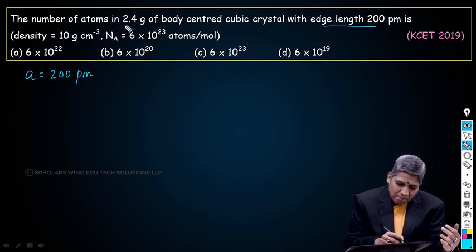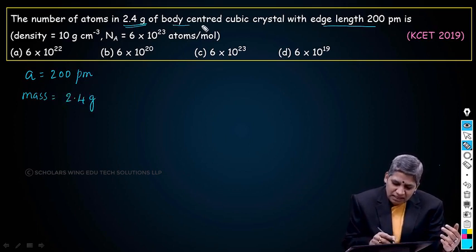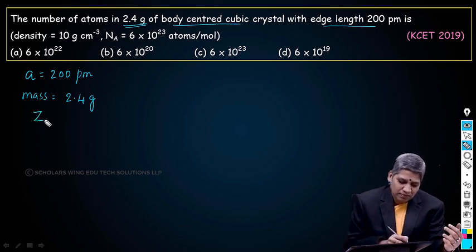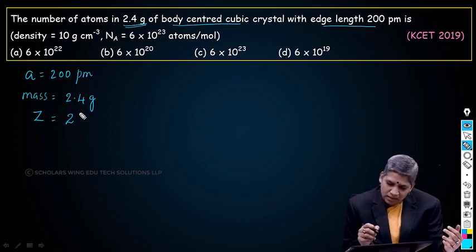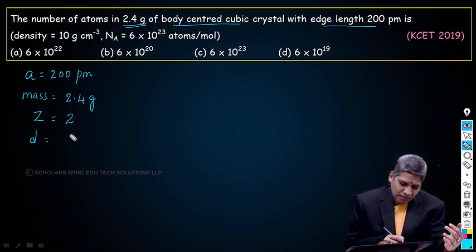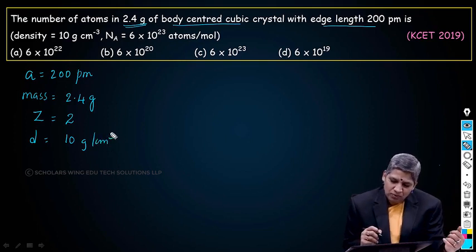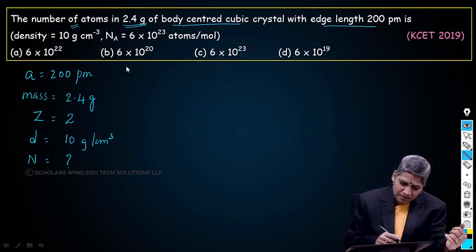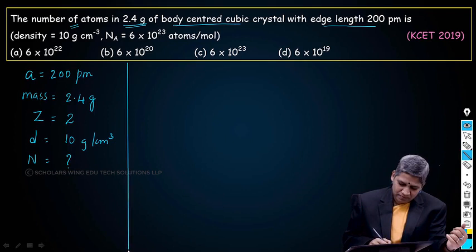Then what else is given? Mass is given. That is 2.4 grams. BCC means what is Z? What is Z here? Number of atoms per unit cell. In BCC it's 2. Do you remember? Density is given. That is 10 gram per centimeter cube. Of course, Avogadro number we know. What's the question now? Number of atoms, N, let us say. Let's look at the solution.